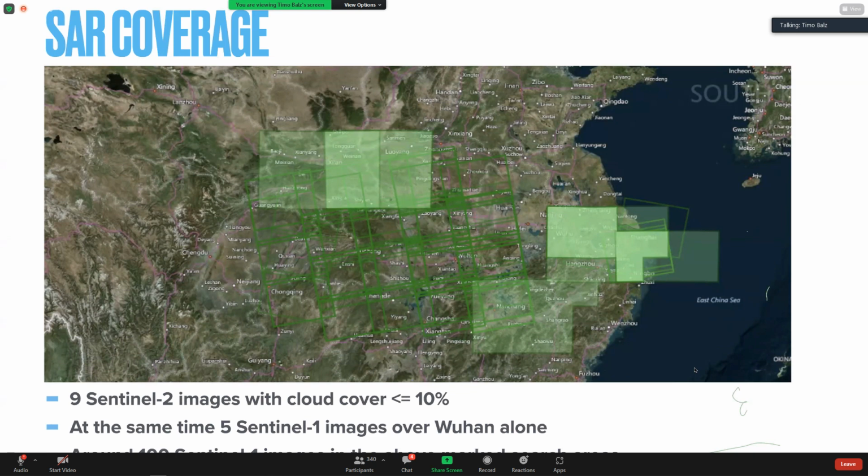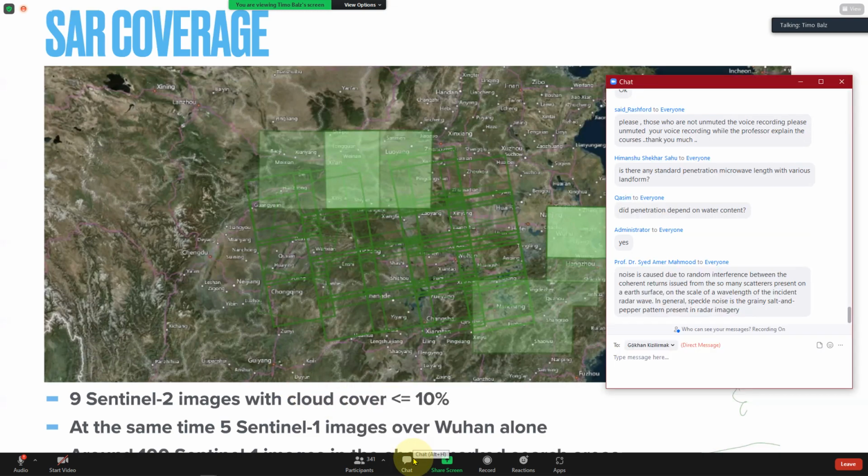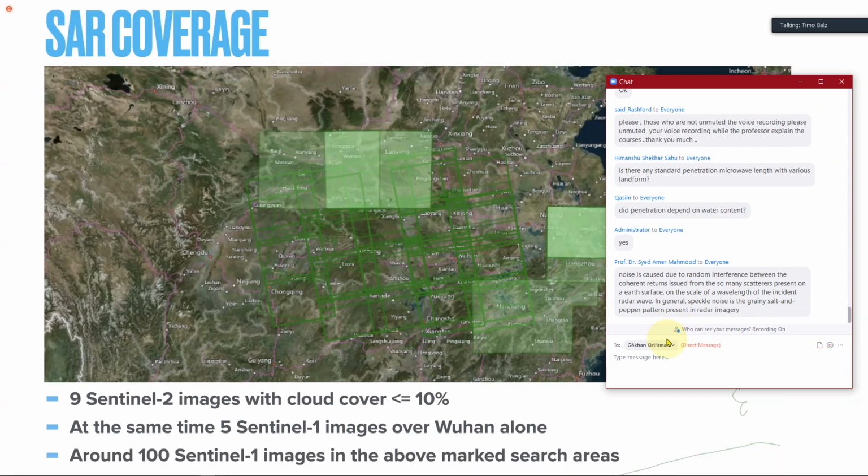So I used that here over some time frame. Don't nail me down on that, probably some months or something. I should do that experiment again. Anyway, over the same area and at the same time, we saw about 9 Sentinel-2 optical images with a cloud coverage of less than 10%, while we got about 100 SAR images, right?